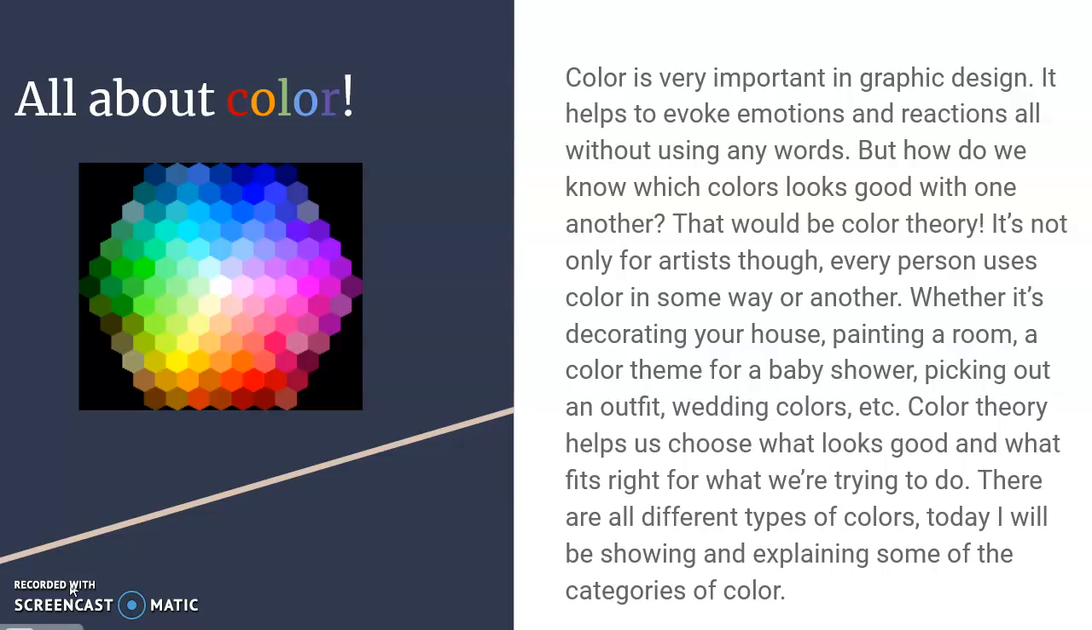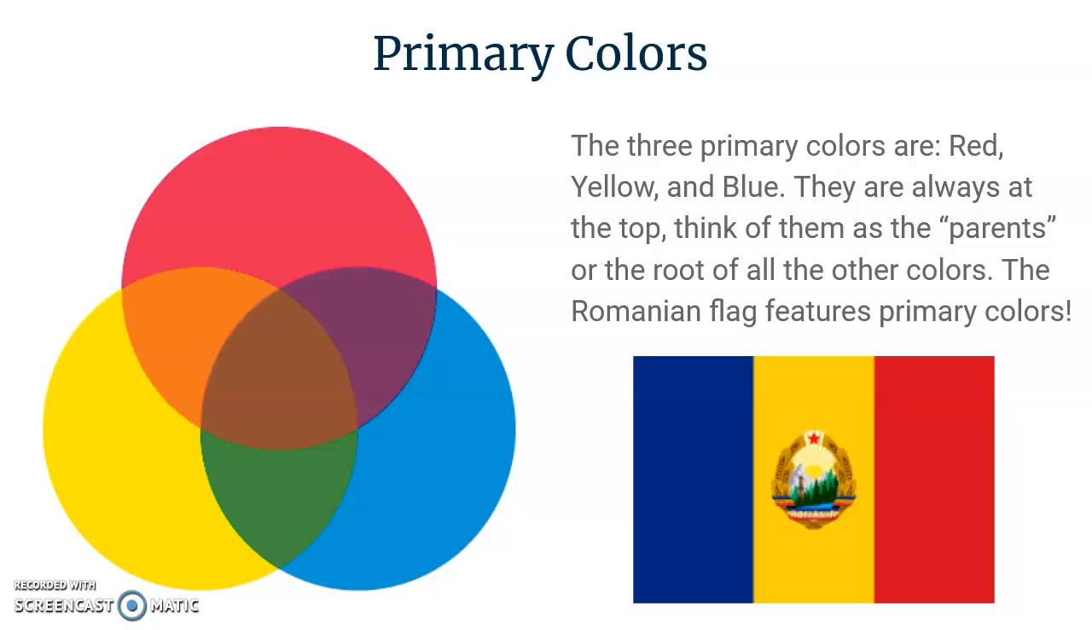Whether it's decorating your house, painting a room, picking a color theme for a baby shower or wedding, picking out an outfit, anything you can think of. Color theory helps us choose what looks good and what fits right for what we're trying to do. There are all different types of colors, and today I'll be showing you and explaining some of these categories of color. So we have primary colors, there's three main ones: red, yellow, and blue.